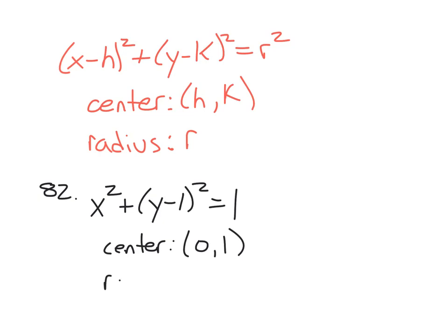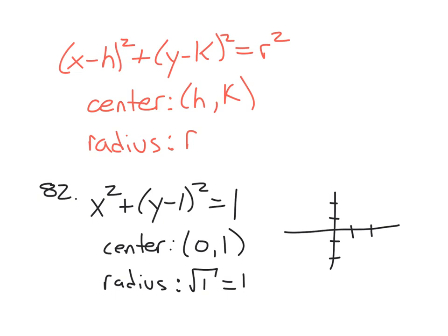And then the radius, this one's kind of weird, is the square root of 1, because whatever's over here, right, you got to take the square root of. Now this one's weird because the square root of 1 is just 1. And then you can do a quick sketch of it. So (0, 1), right, with a radius of 1, so it'd look like something like that anyway. Is that okay?